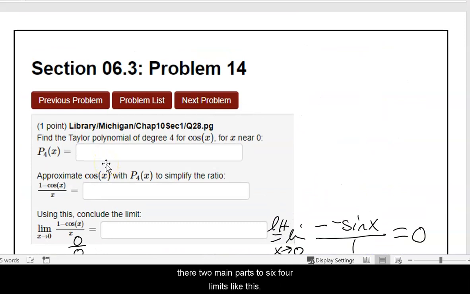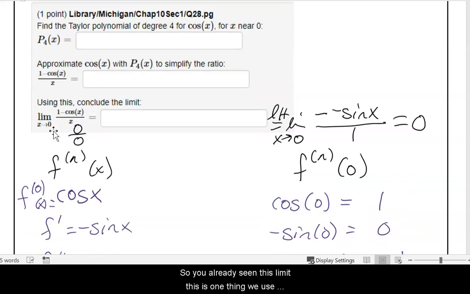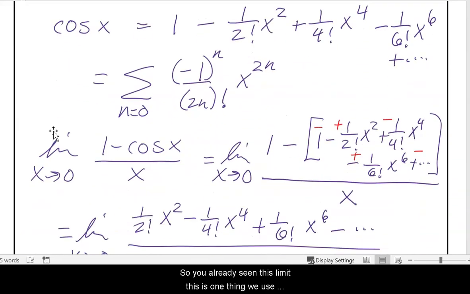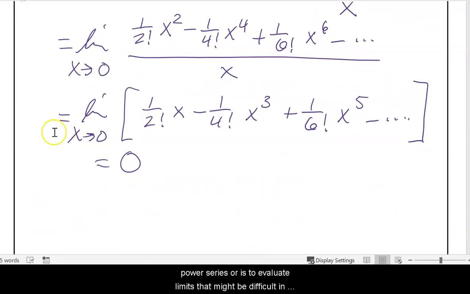There are two main parts to 6.4: limits like this, and then the binomial series. So you've already seen this limit. This is one thing we use power series for, to evaluate limits that might be difficult in other circumstances. This one works okay with L'Hopital's rule, but that's not always the case.